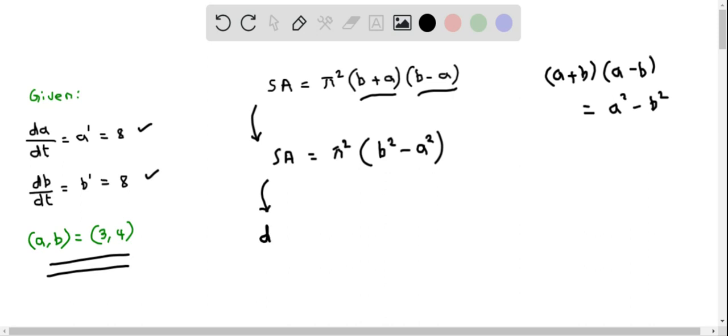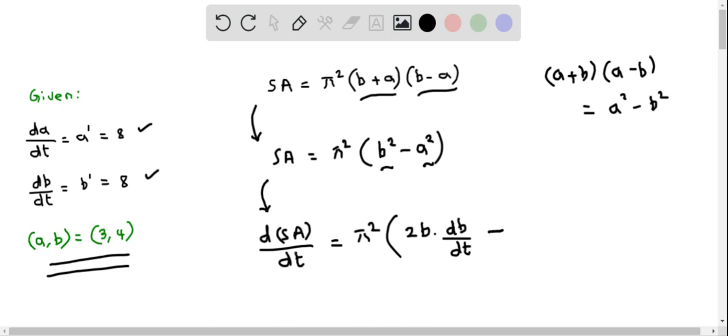So I can rewrite this as dSA over dt, that is the derivative of the surface area with respect to time, and this equals pi squared, which is a constant, and we have to find the derivative of each term. So the derivative of B squared is, when you apply the power rule, 2B multiplied with dB over dt, where dB over dt is the derivative of the outer radius.